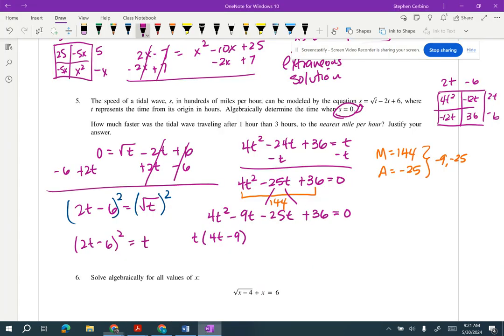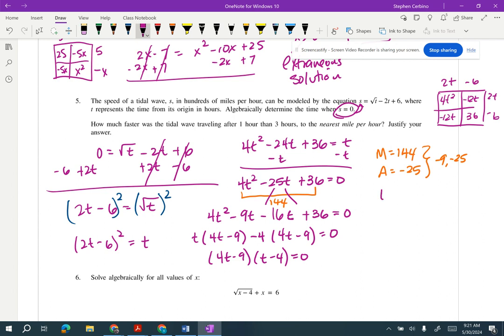Oh, it's 16. There we go. I don't know why I put 25 here. It's 16. All right, so the common factor of these two terms is going to be 4. And I'm going to take out a -4 to make this 4t minus 9. Meaning our two factors are 4t minus 9 and t minus 4.